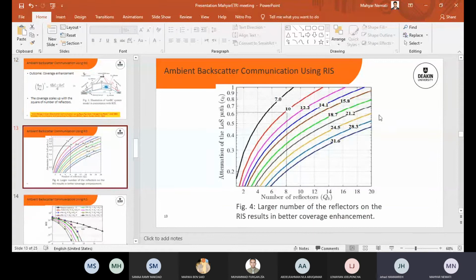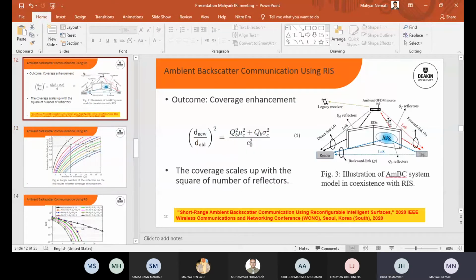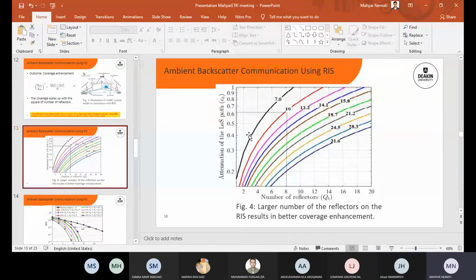So there are some simulation results here based on the number of reflectors on the RIS walls and also attenuation of the line of sight paths between the OFDM signal and the tag. So with that kind of ratio, we can have a different ratio of coverage enhancements. For example, if we have 8 reflectors over the RIS wall, we can have up to 10 times better coverage area compared to the conventional ambient backscatter communication.